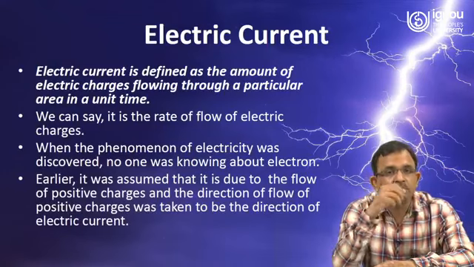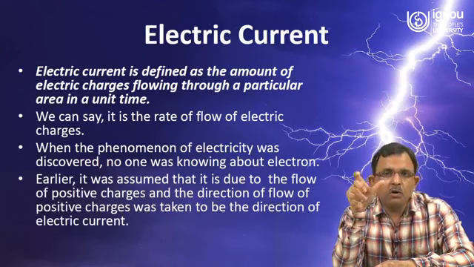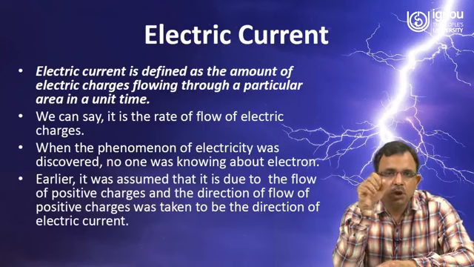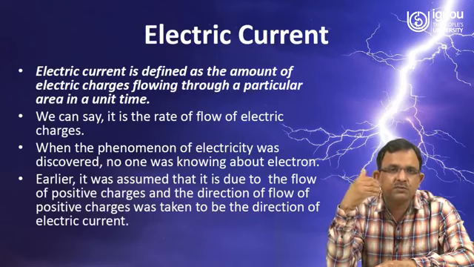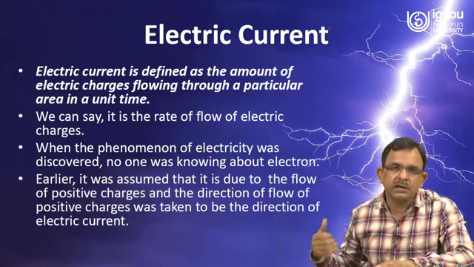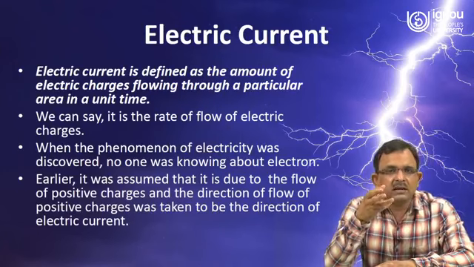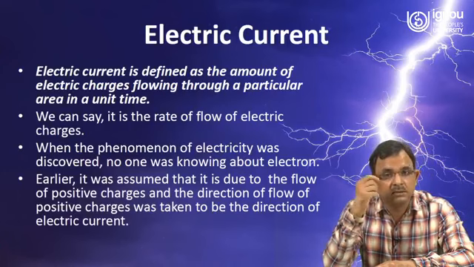So when we talk about electric current, we basically define it as the amount of electric charge flowing through a particular area in a unit time. Or we can say electric current is the rate of flow of electric charges.